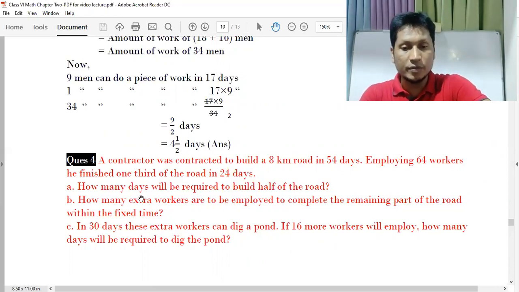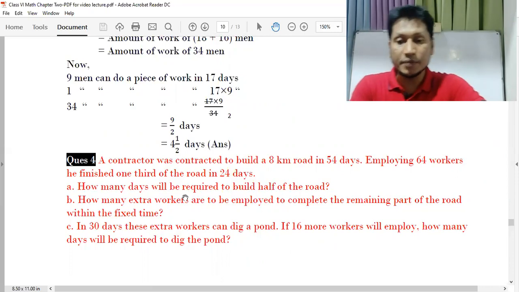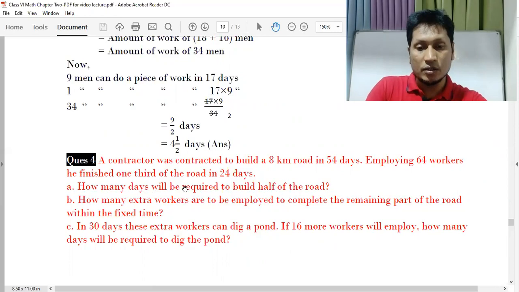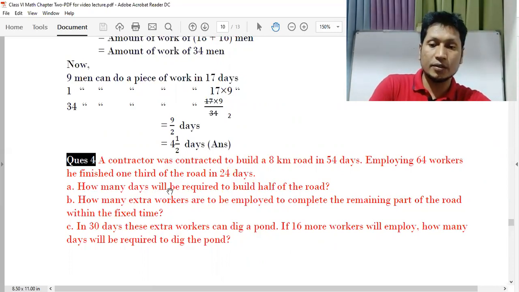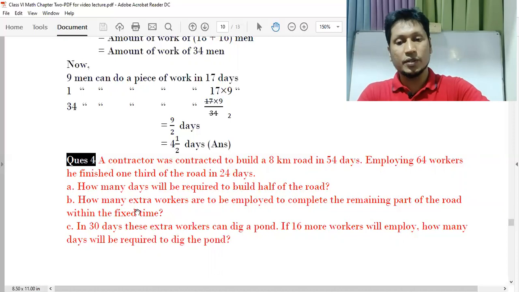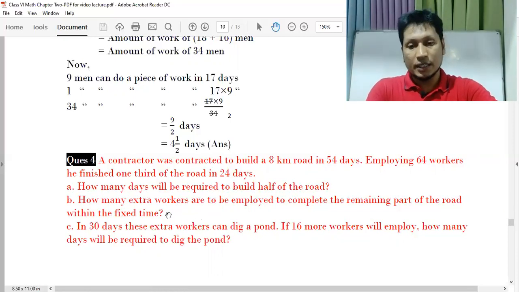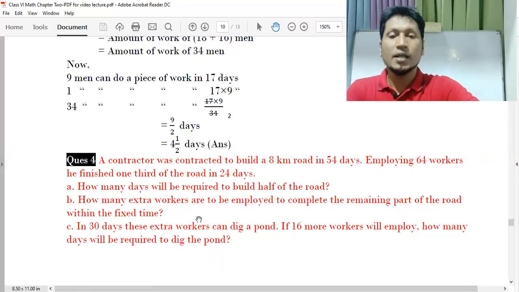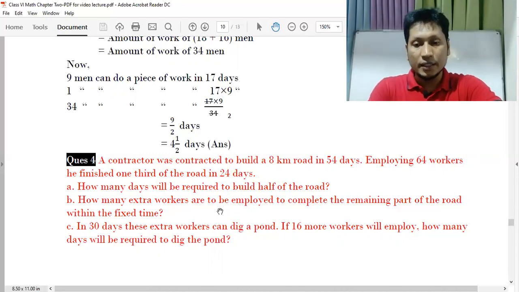So part A says how many days will be required to build half of the road. To construct this half part of the road, how many days are needed. We have to find it in part A. And part B says how many extra workers are to be employed to complete the remaining part of the road within the fixed time. That is, if the contractor wants to complete the route within 54 days, then how many extra workers should he employ?